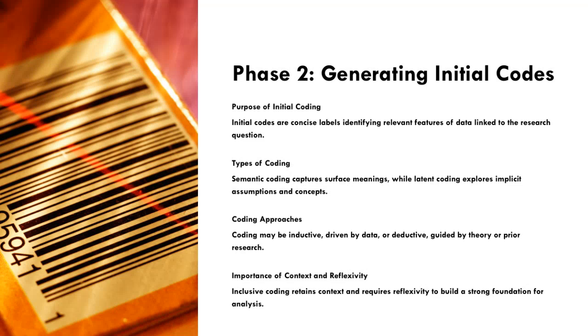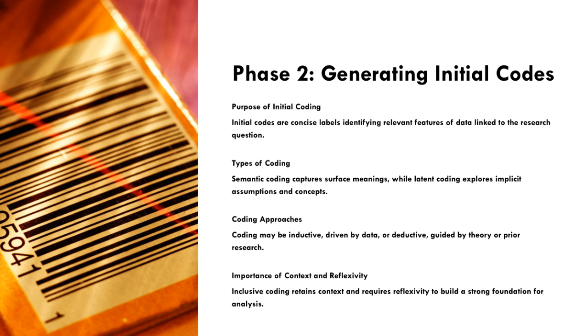Phase 2 is all about generating initial codes. These are concise labels we apply to parts of the data that are relevant to our research question. Think of coding as a way to systematically work through your entire dataset, making sure no important detail is overlooked. Depending on your approach, codes might capture what is explicitly said, the surface meanings, or they might dig deeper into underlying ideas and assumptions. According to Braun and Clarke, semantic coding focuses on what is directly expressed, while latent coding looks beneath the surface to the implicit meanings.